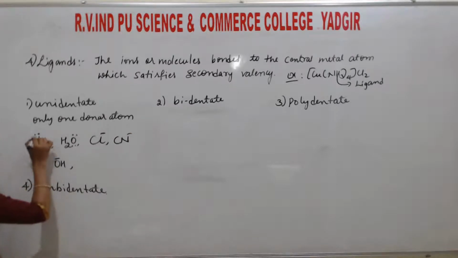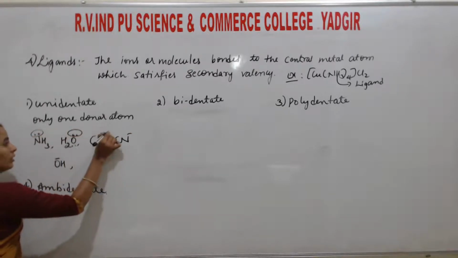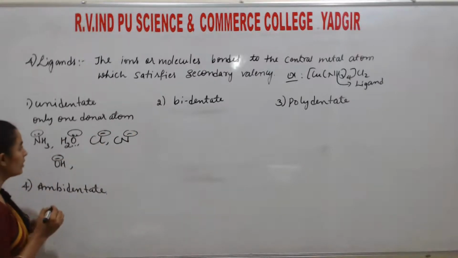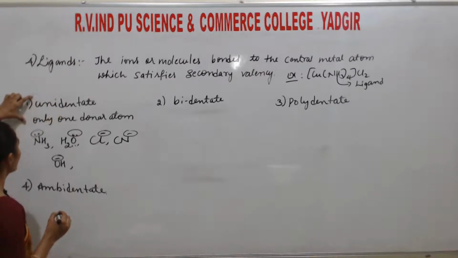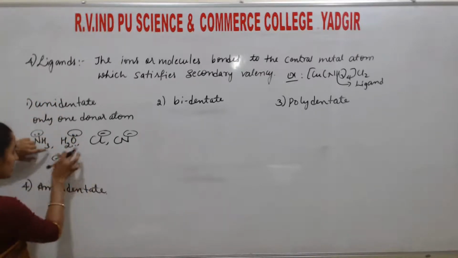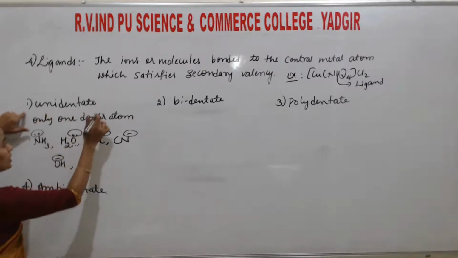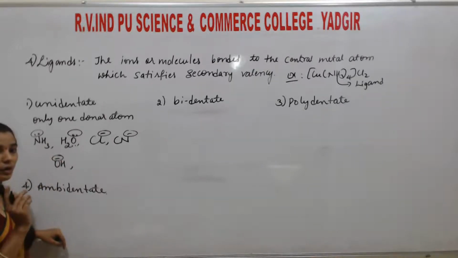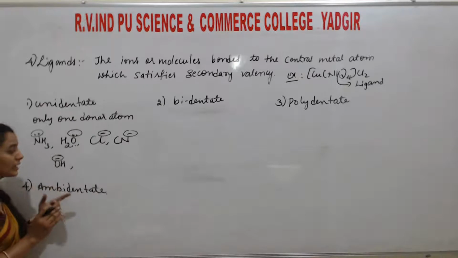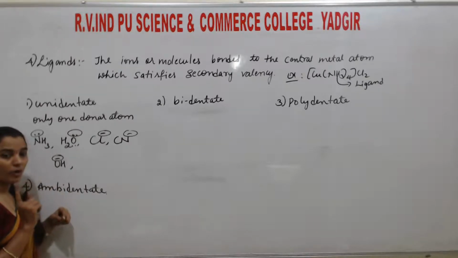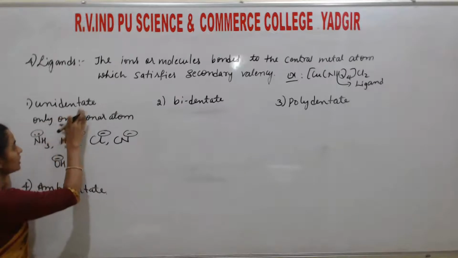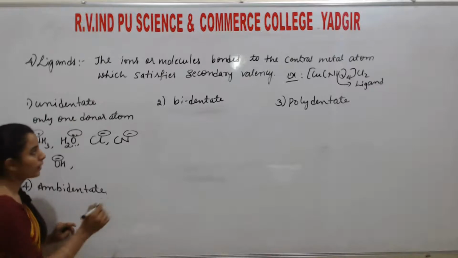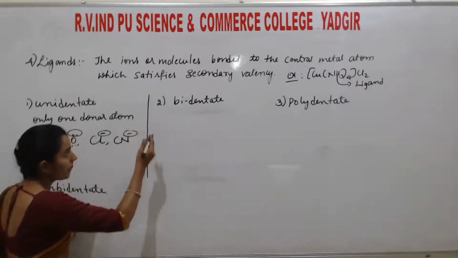They donate only one lone pair of electrons and result in the formation of one coordinate bond. This type of ligands, ions or neutral molecules, is called unidentate ligands. The ligands which have the capacity to donate only one lone pair of electrons, or to form one coordinate bond, are called unidentate ligands.